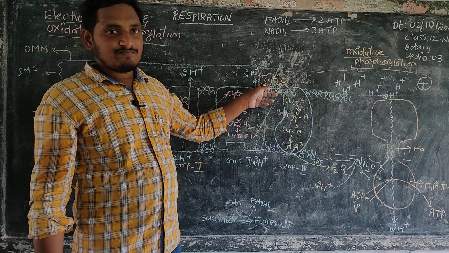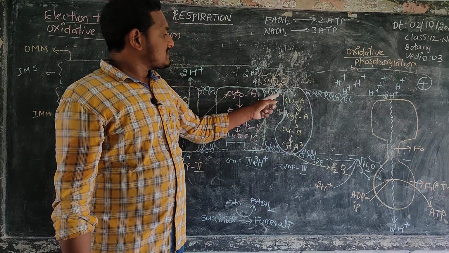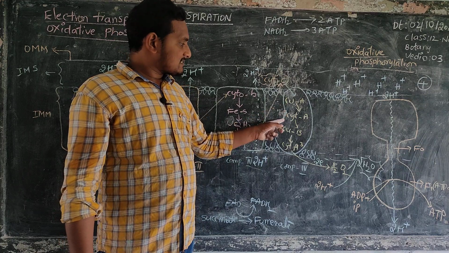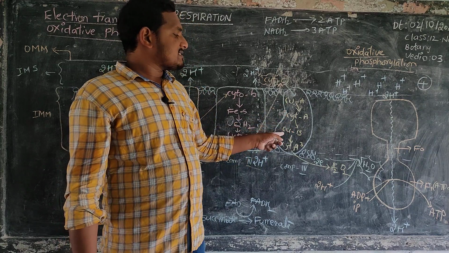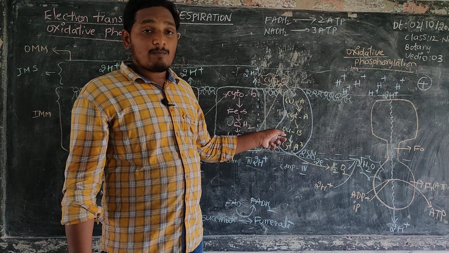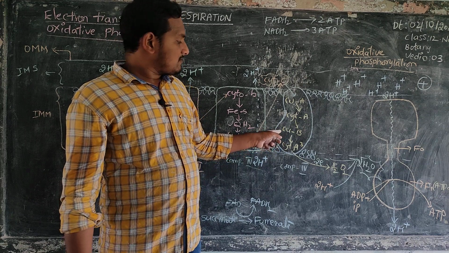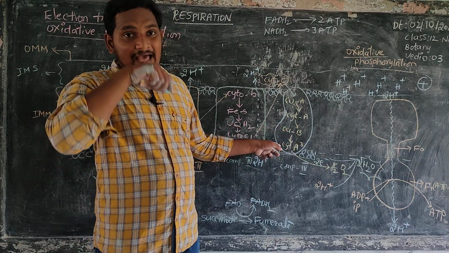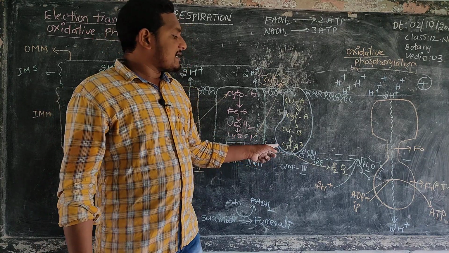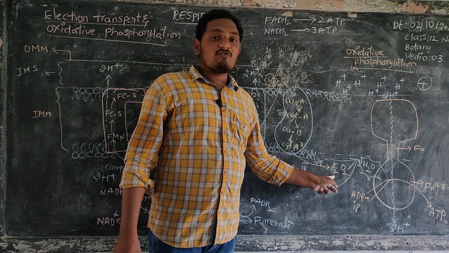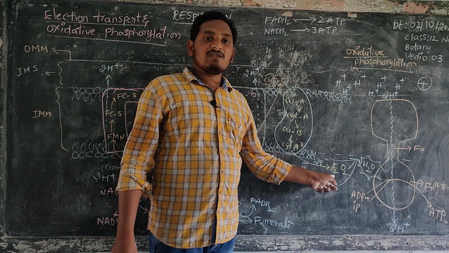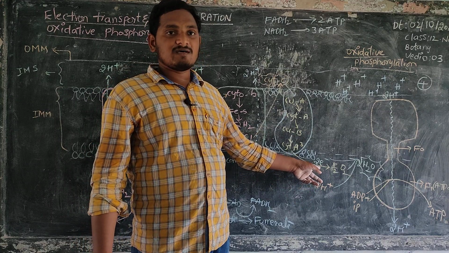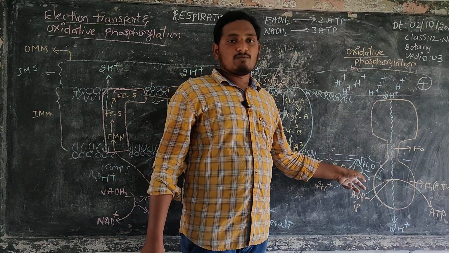Cytochrome C is a mobile carrier. It sends these electrons to copper ions type A. Copper ions type A send these electrons to cytochrome A. Cytochrome A sends these electrons to copper ion B type. Copper ion B sends these electrons to cytochrome A3. The final electron acceptor is cytochrome A3. Cytochrome A3 sends these electrons to half a molecule of oxygen. Half a molecule of oxygen receives a pair of protons from the matrix and a pair of electrons from the electron transport chain to make up a water molecule.